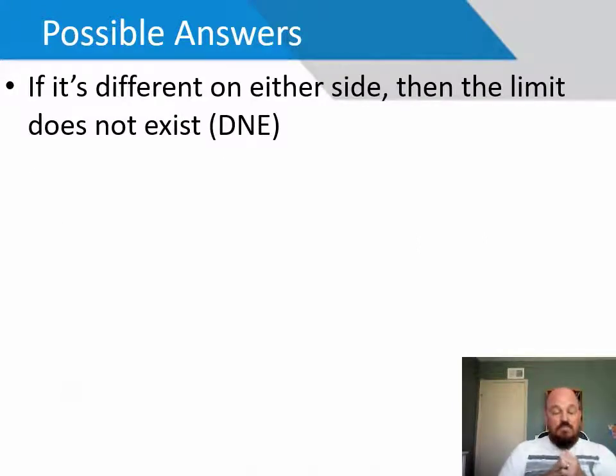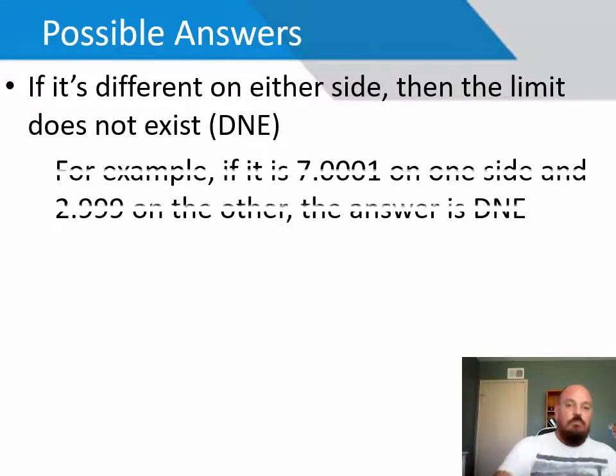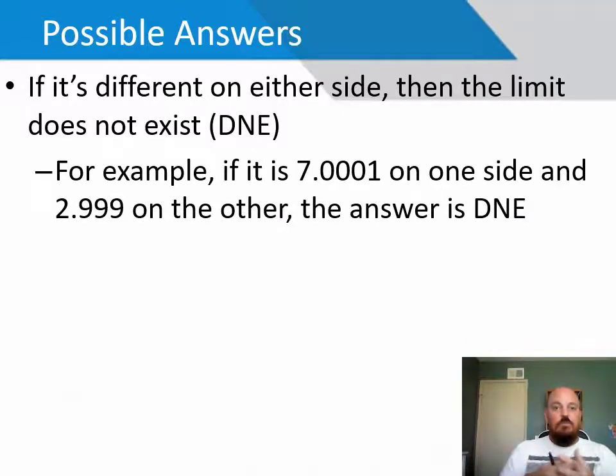Now, another possibility is if it's completely different on both sides. Here's an example. Let's say on one side it's the same as the last example I gave you. You have numbers that are getting closer and closer to 7. It's going like 7 point something, and then you end up at 7.0001. But on the other side you're getting 2.999. It's like approaching 7 on one side and going to 3 on the other side. Well, if you're getting a different number on either side, we say that limit does not exist, and we can write DNE for that. So whenever we have a limit that does not exist, you can write DNE for your answer.